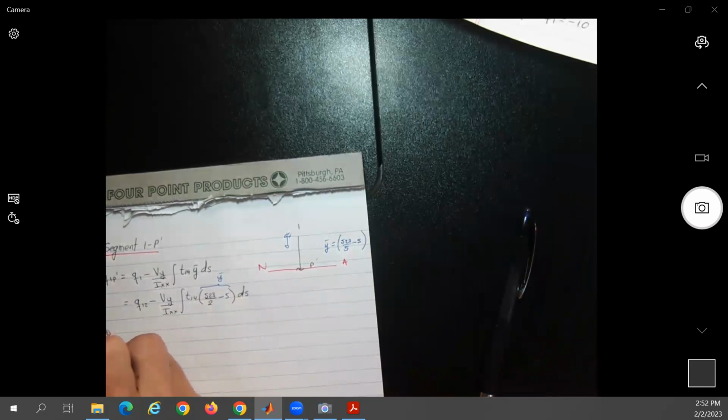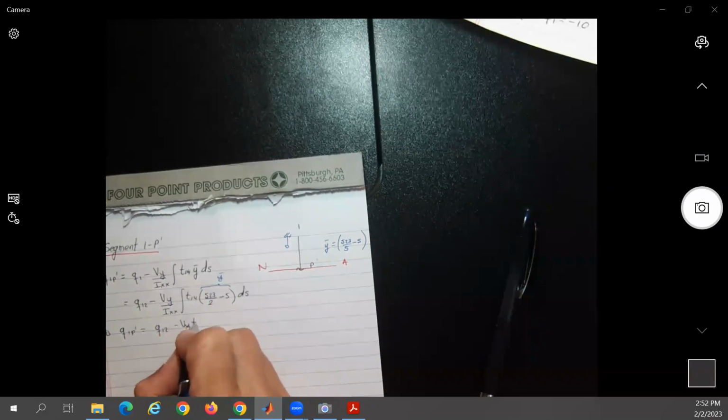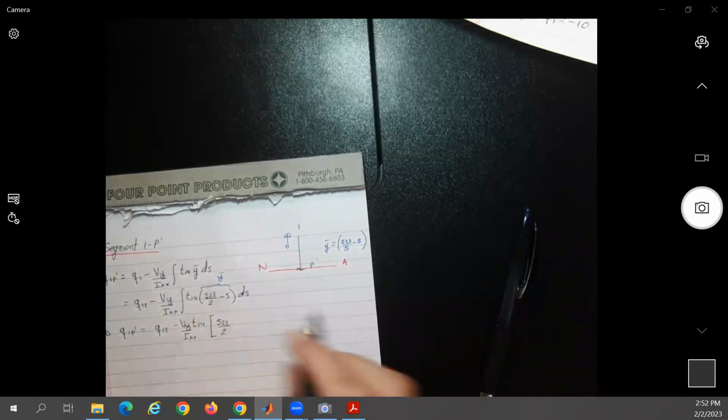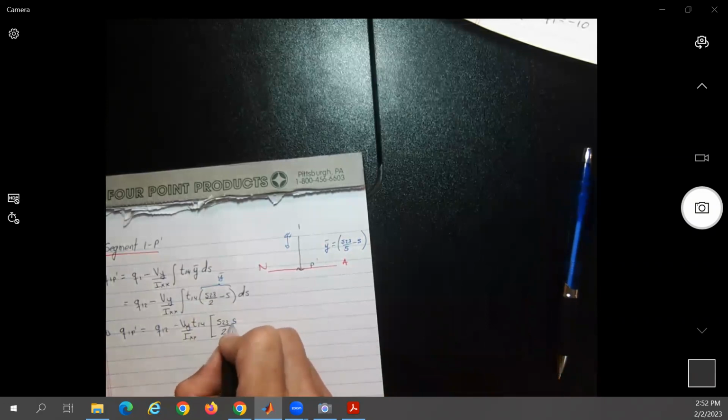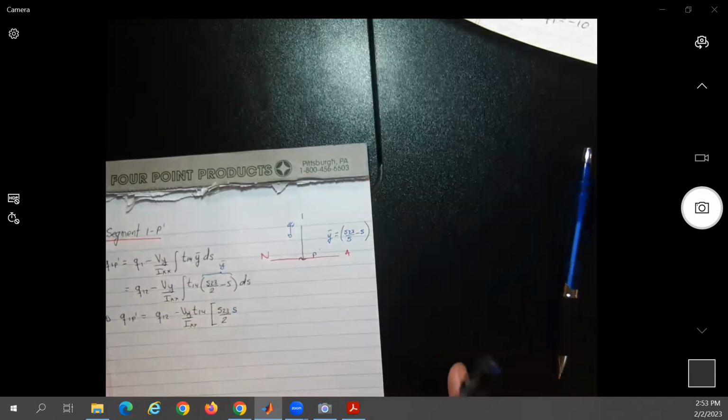So if we integrate this, what do we get? We're going to get Q1P prime equal to Q12 minus Vy over Ixx. Let me put the T14 outside as well to simplify a little bit. Remember, this term will be constant, correct? So it will be S23 divided by 2. Well, S, use a different color if you can.